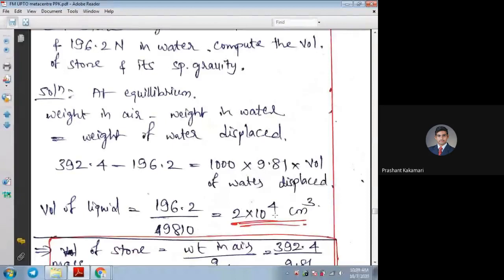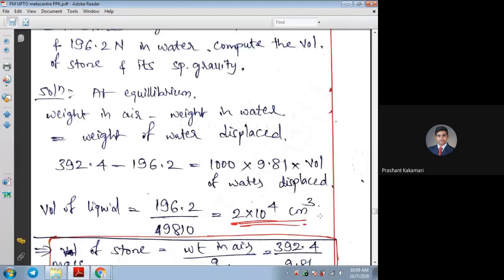that volume is now replaced. The stone is replacing the same volume of liquid also in the container. So we are assuming this volume of the liquid is nothing but the volume of the stone itself. So the volume of the stone is also 2 into 10 raised to 4 centimeter cube. But mass, weight, and other properties or the densities may be different. The only thing we are considering is that the volume is equal.